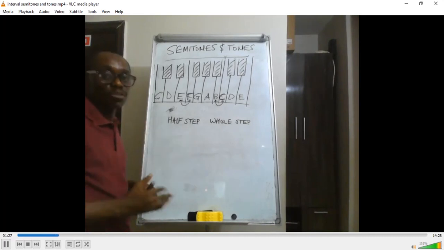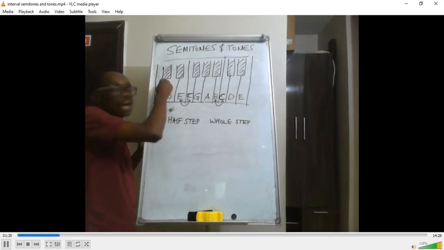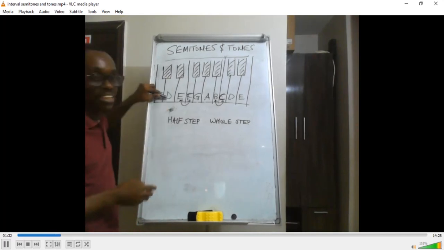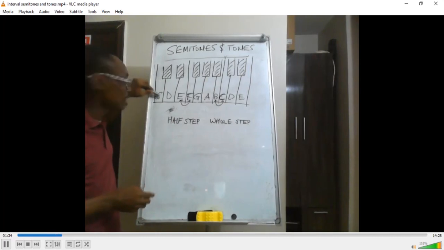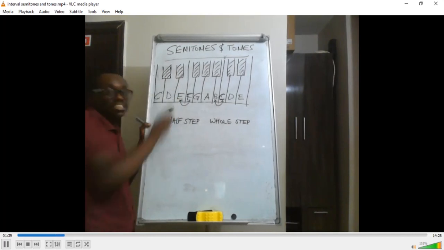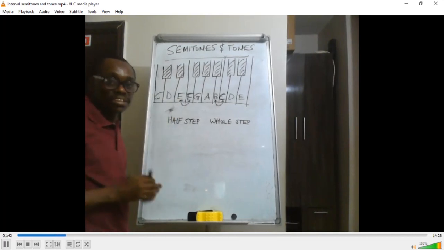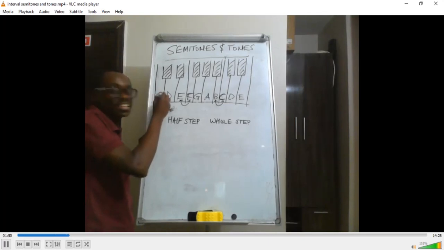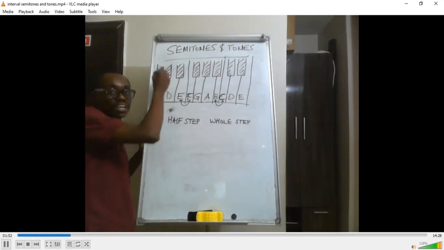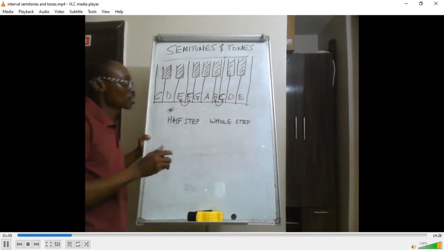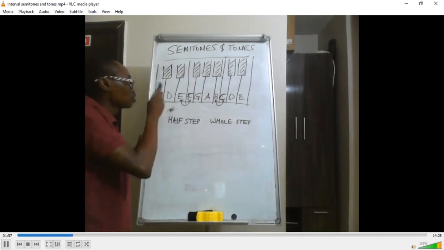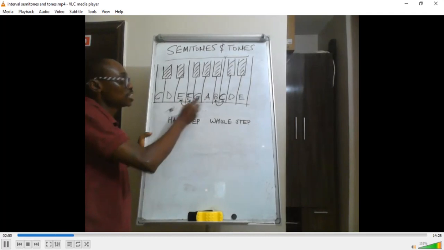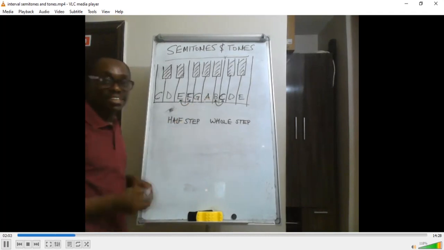I have an interval between C and D, where I have a black key in between the white keys, and the interval between D and E are actually the same. Those intervals are the same. The interval between C and D and E, where we have black keys in between those white keys, are the same. So the interval between C and D, D and E, F and G, G and A, and A and B are the same.